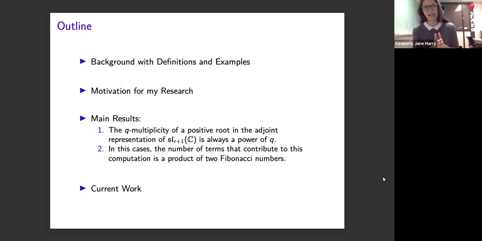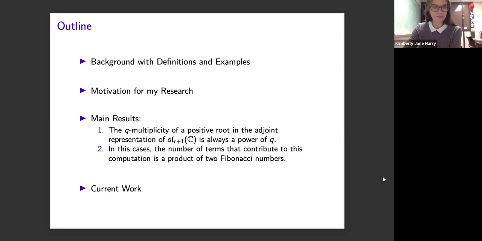Then I have a q-multiplicity of a positive root in the adjoint representation of SL_{r+1} is always going to be a power of q. And in this case, we will see that we have a product of two Fibonacci numbers. Then I will end with what is currently happening. So we have this fun timeline where we show what was happening, what happened, what am I doing, and then what's the future for this project.